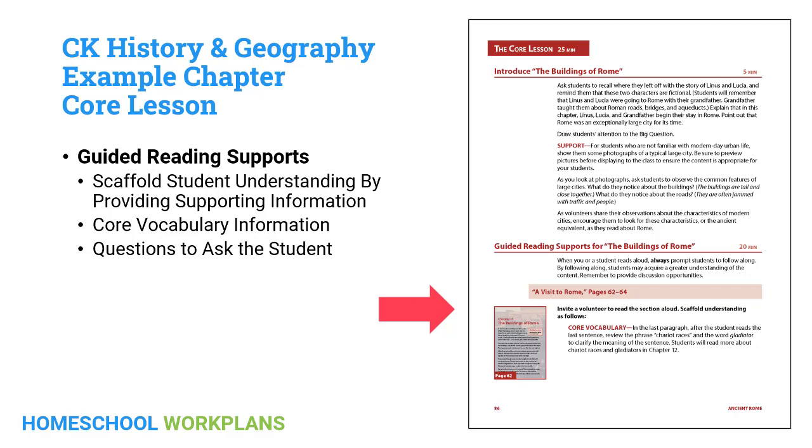And scaffolding understanding means that you might need to provide additional information to your students so they understand what's being talked about. So in this case, the concern is making sure that they understand what is meant by chariot races. Chariot races were really important in ancient Rome. And then the support for the reading section will also list different questions you can ask your student as you're reading, as well as key things in the reader to point out.